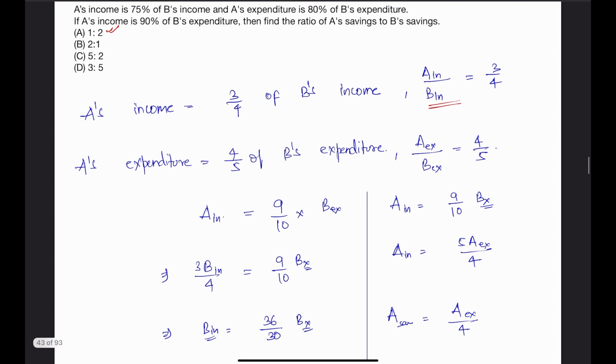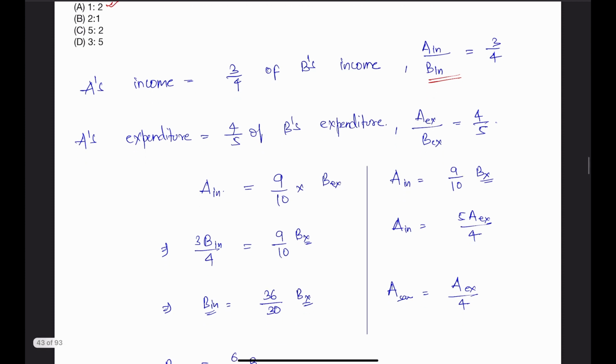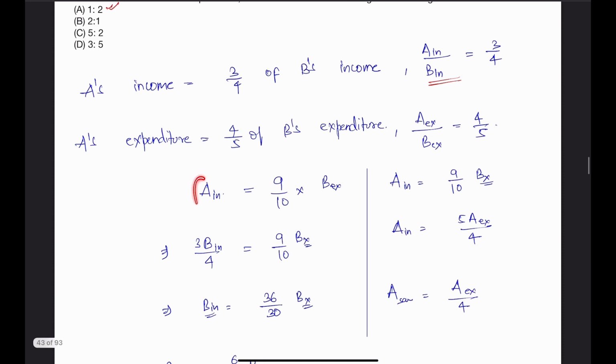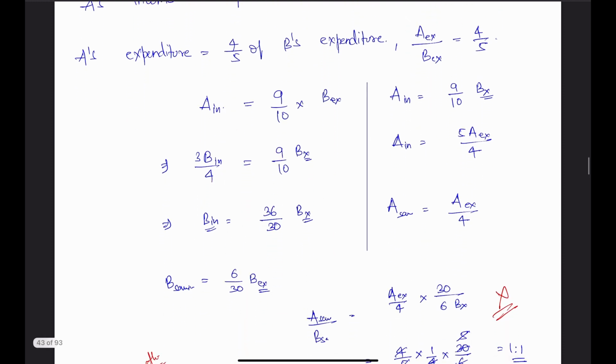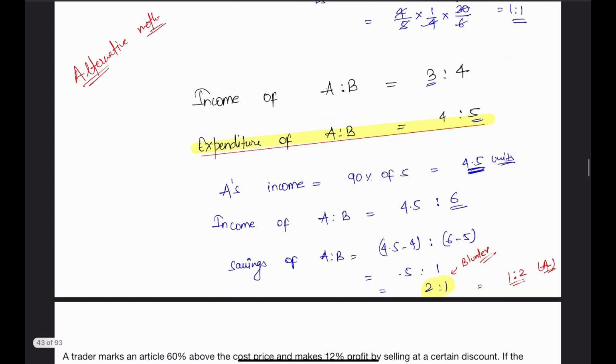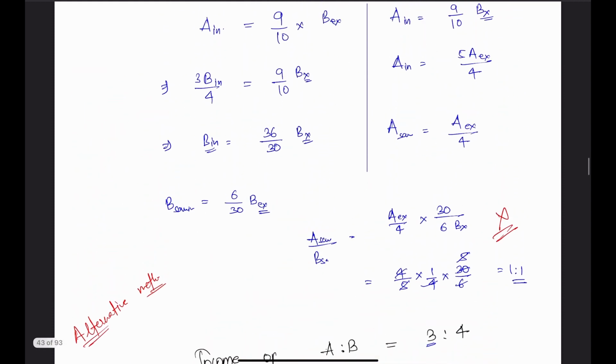Now the next condition is A's income is 90% of B's expenditure. So A's income equals 90% of B's expenditure. So from here A's income equals 3 by 4 multiplied by B's income, correct? So now if I want to find B's income in terms of expenditure, 9 into 6 upon 30, it is nothing but 6 by 5. And B's income and expenditure, if I check from here, B's income is 6, then expenditure is 5. So till here no issue.